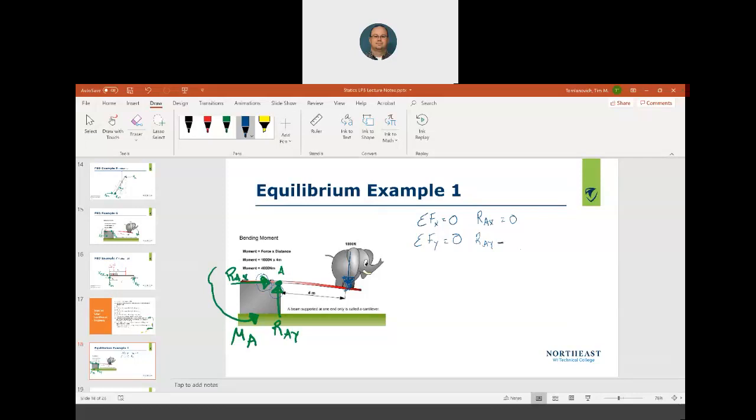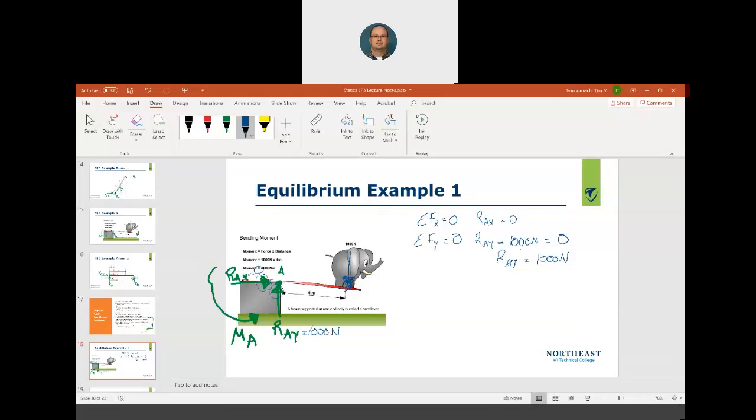Minus, sense is pointing down, right? Minus 1,000 newtons equals 0. So now I know the reaction at point A in the Y direction. I solve it, I slide that over, equals 1,000 newtons. Reaction at point A in X is 0.